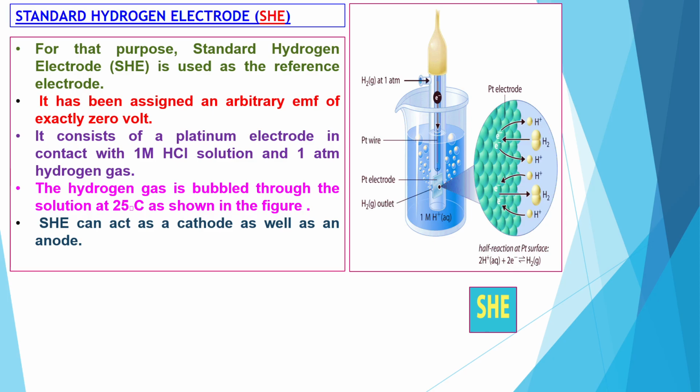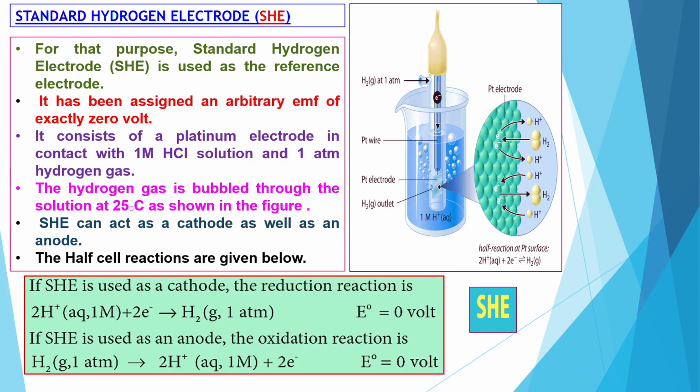So what is that standard hydrogen electrode, or SHE? It has been assigned an arbitrary standard EMF of 0 volt, which consists of a platinum electrode in contact with 1 molar HCl solution and 1 atmosphere hydrogen gas. The hydrogen gas is bubbled through that solution at 25 degrees centigrade as shown in this picture.